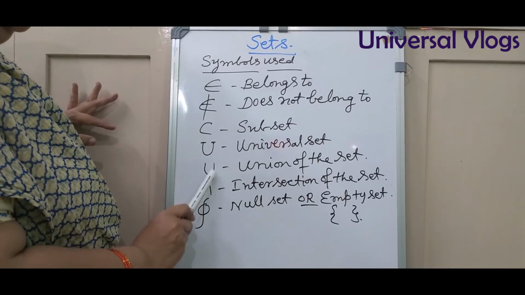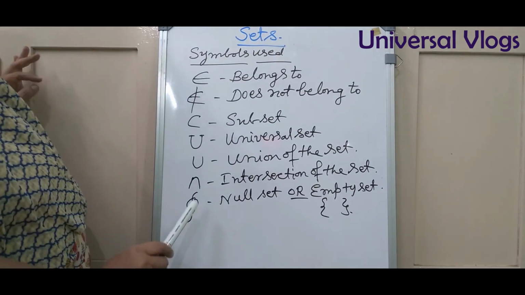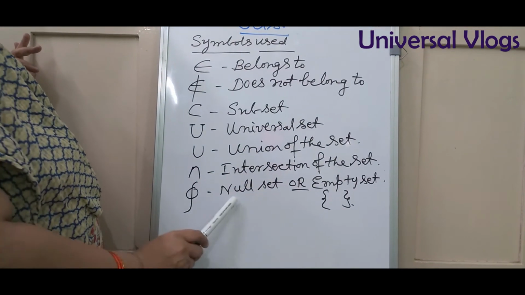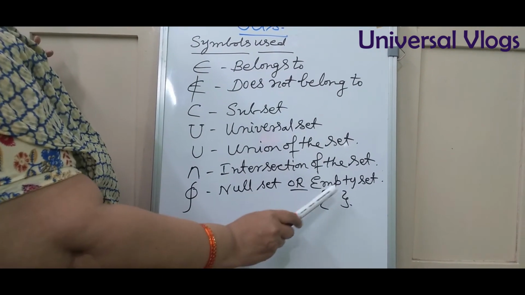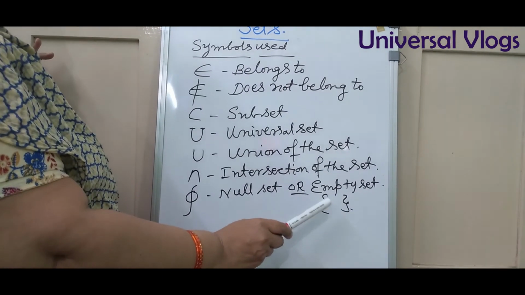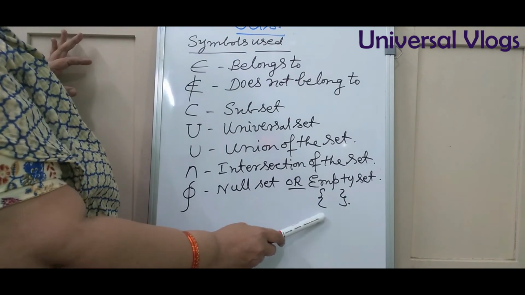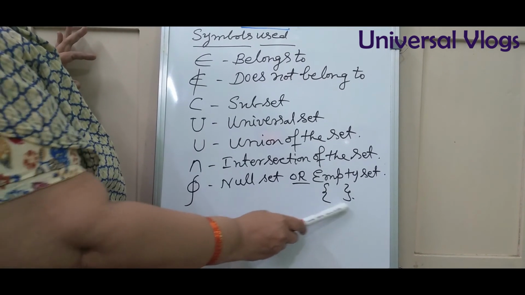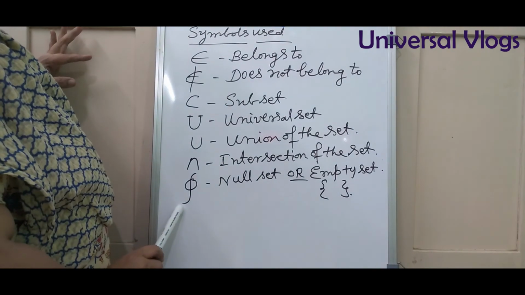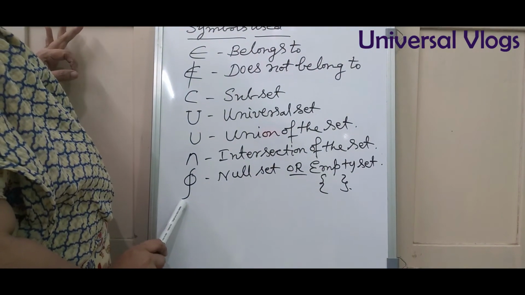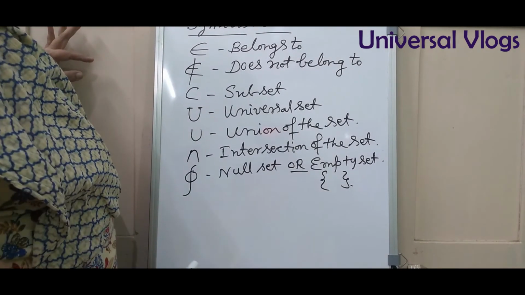Again intersection, this is the inverted U. Intersection of the two sets. And next, phi is for the null set, or empty set. Just now I told you all about the empty set while explaining. Usually the empty flower brackets will be used, or we can also use the letter phi, the Greek letter phi. This is also the symbol for the null set.